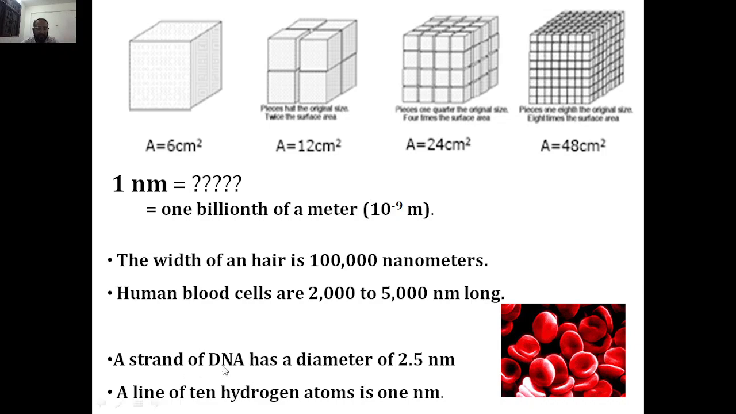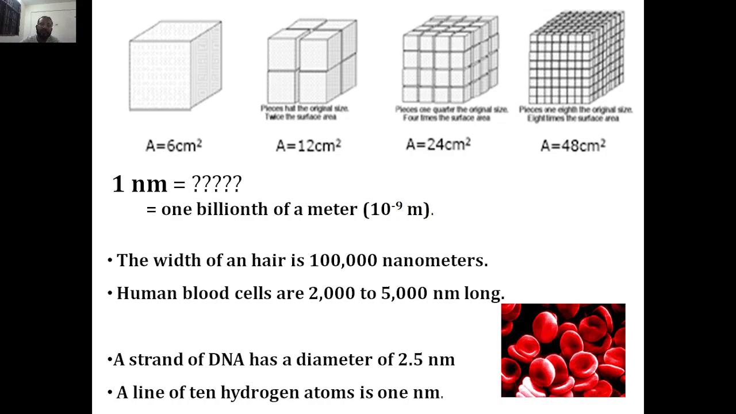A strand of DNA has a diameter of 2.5 nanometers, which we just saw in the previous class in the comparison with the length scale. Next, a line of 10 hydrogen atoms is 1 nanometer. If you keep 10 hydrogen atoms in a line, you get 1 nanometer. So imagine how nanotechnology is related to this.